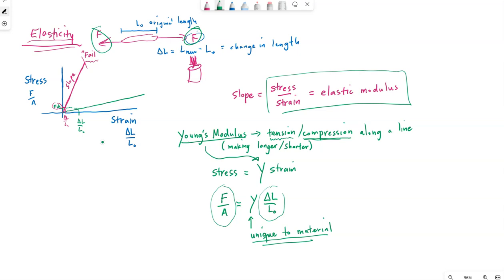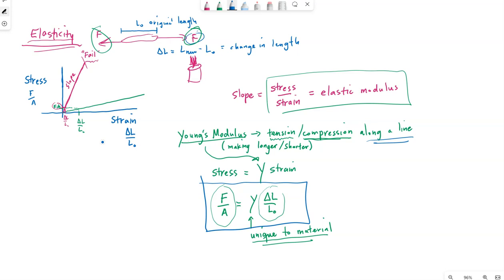You do not need to worry about whether it's the same for tension or compression. Ultimately, for Young's modulus, we just need to keep in mind it's specific to tension and compression along a line. So if something's going to get longer or shorter, we can jump to Young's modulus and relate that to the forces that are applied. We'll do an example.